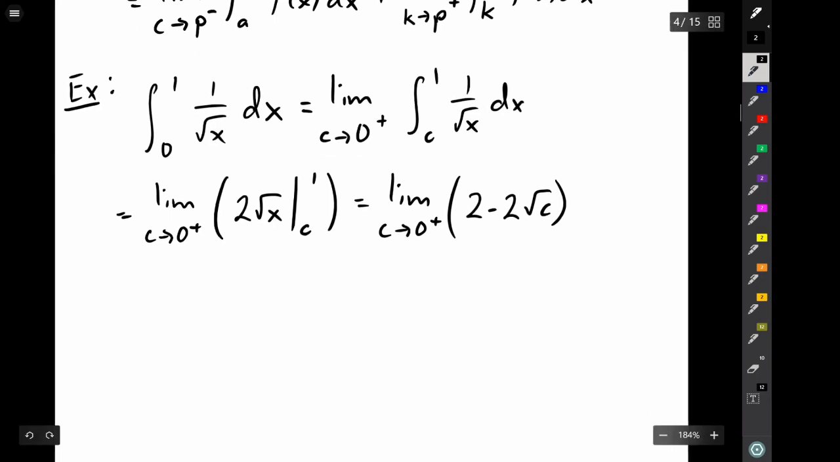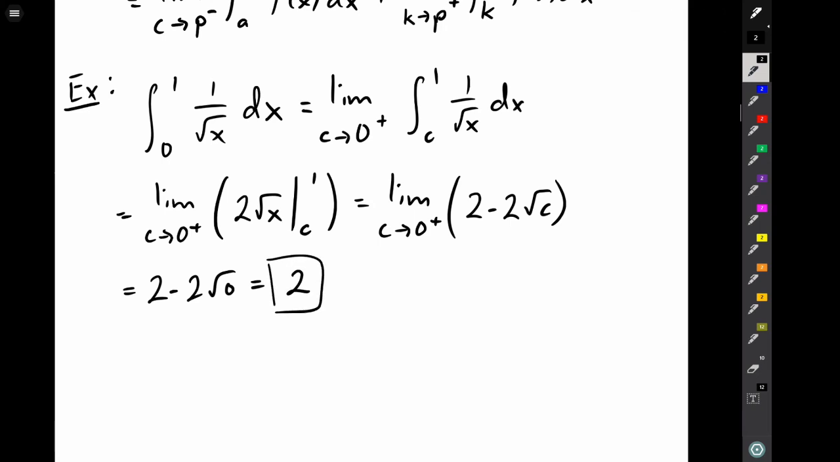So that's something you could also run into if you're not careful. But this limit here, since the square root function is continuous up to and including 0, we can just plug that in. So this integral is actually equal to 2. Hopefully that's not too bad.